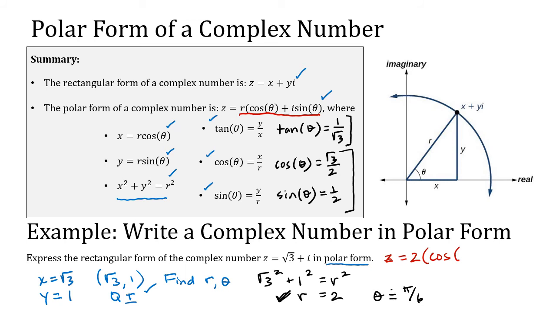All right, so I think I'm just about done. All I have to do to rewrite this in polar form, I've already put in my r value. Now I'm going to put in pi over 6 plus i times the sine of pi over 6, and I'm done. I have turned the rectangular form of the complex number into the polar form of a complex number.